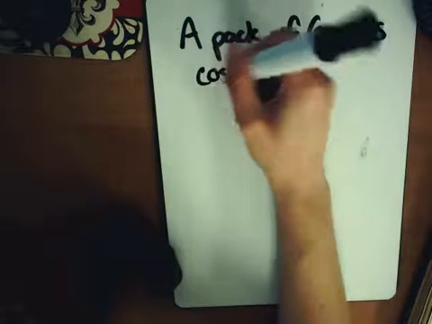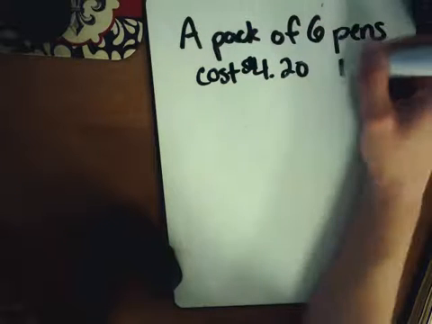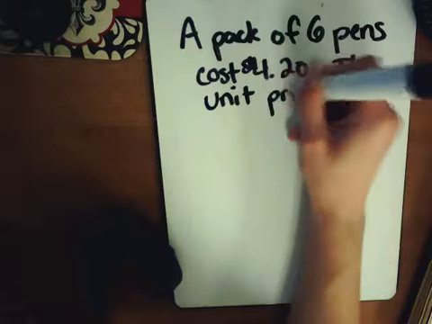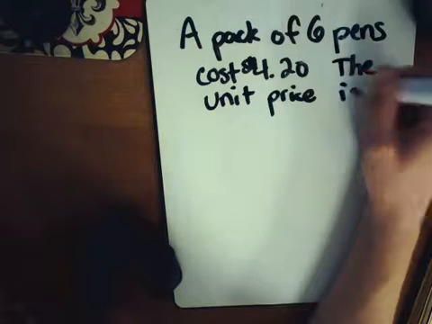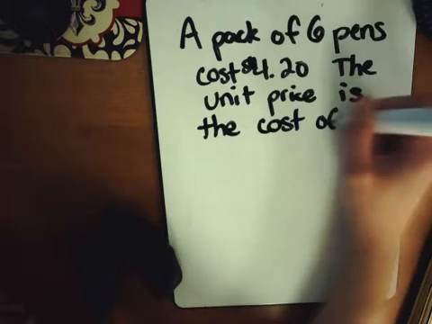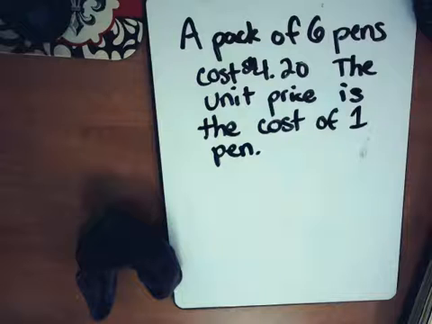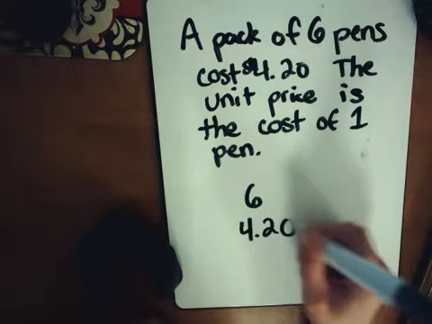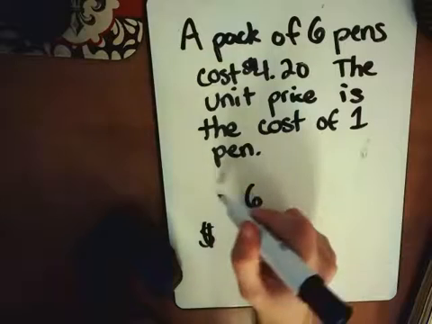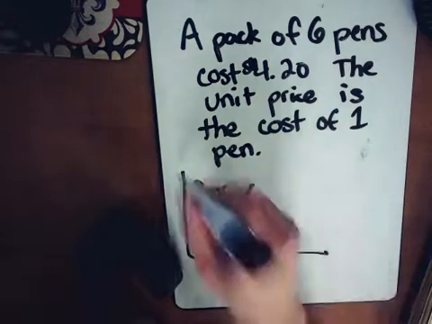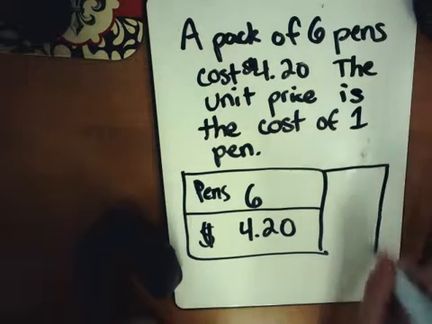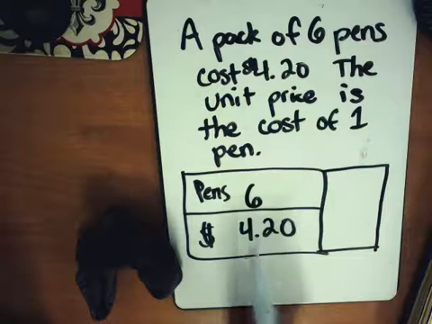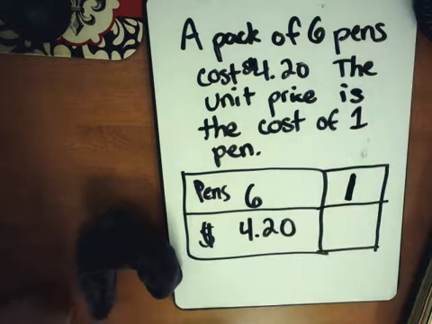Okay, in this next one, we've got a package of 6 pens. And it cost $4.20. The unit price is the cost of 1 pen, right? What do I know right now? Yes. Good. 6 pens is $4.20. So I've got my money and my pens right here. What's the relationship between these two? How can I figure out what just 1 pen cost, our unit price? What's your plan?